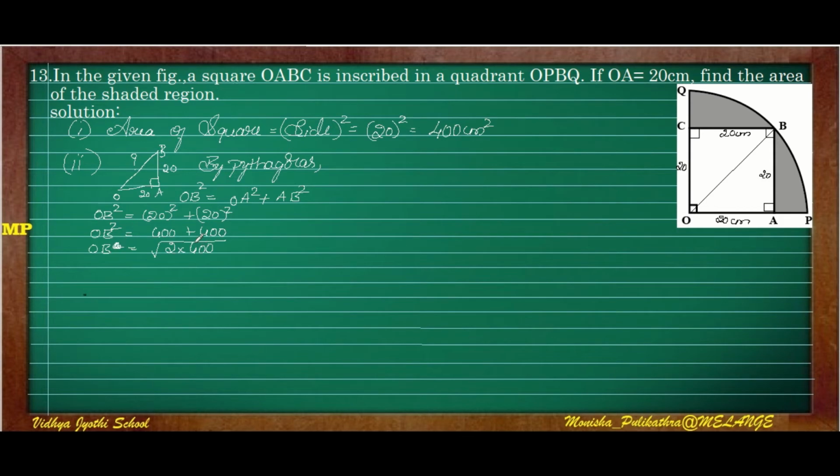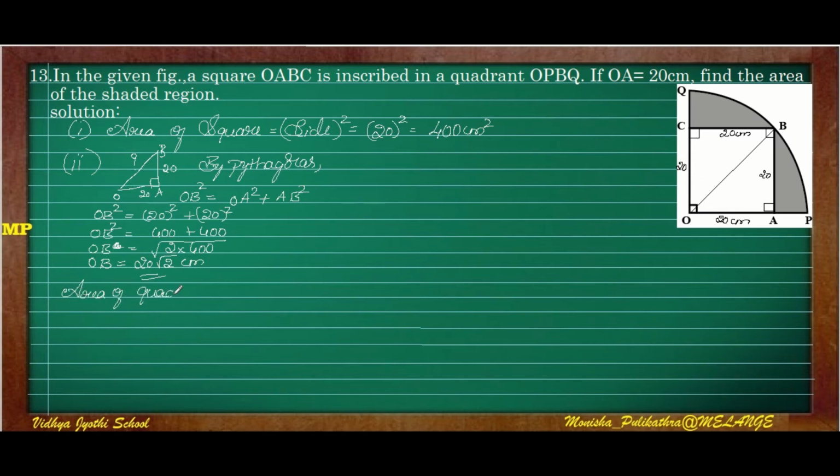So I will take the square root on this side. So OB is equal to root of 2 times 400. The 2 doesn't have any root, so 400, if you take it outside, the root of 400 is 20. So the OB value is 20 root 2. Since OB is there, this will become the radius. Next we have to find the area of the quadrant.